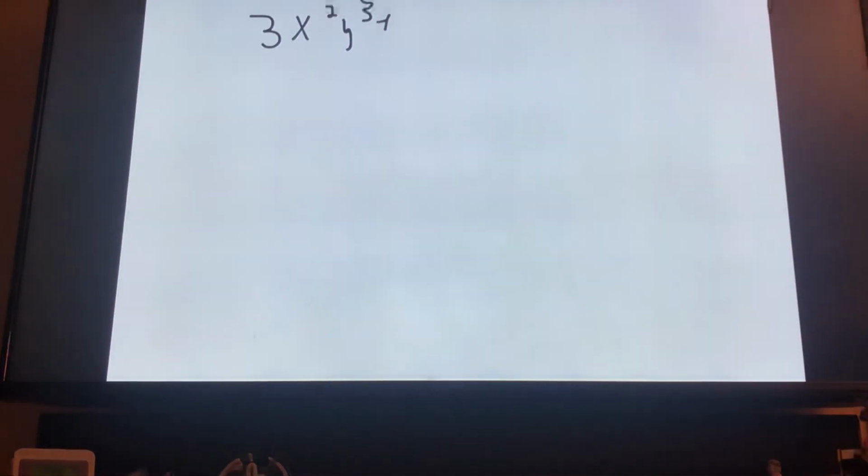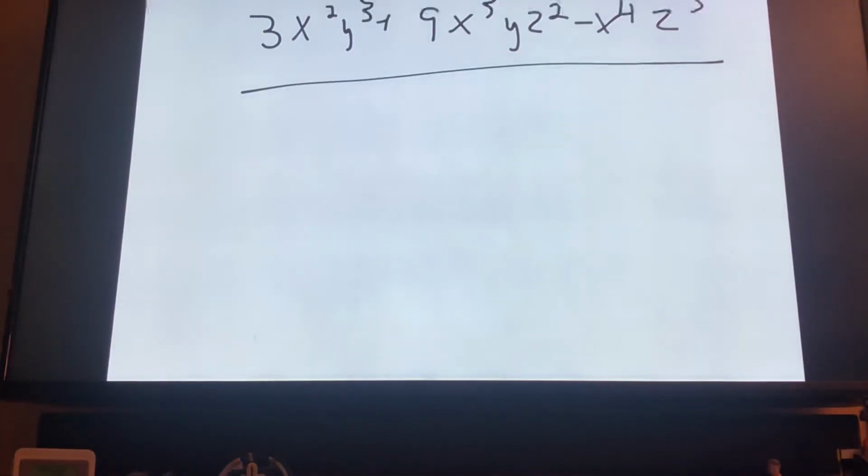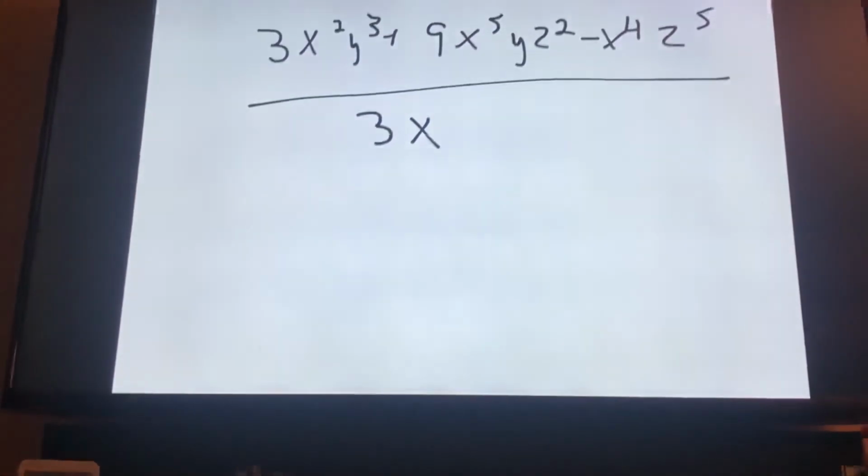Example 1 is actually quite simple. It looks a little deceiving at first, but it's fairly simple. So we are given 3x squared y cubed plus 9x to the 5th y z squared, all over the entirety of 3xyz. Let me pull this up a little bit so you guys can see it a little better.